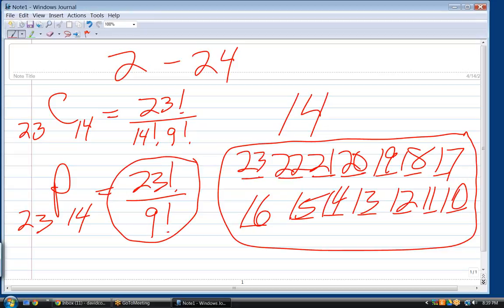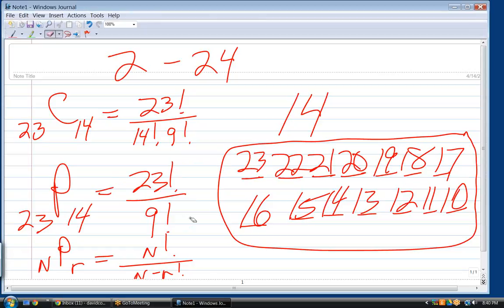Now, that's kind of a lousy way to figure it out, but it verifies for me that it's a permutation problem. And wait, why did you do the 9? Because nPr is n factorial over n minus r factorial. Oh, okay. And this becomes 23 factorial over 9 factorial, which becomes 23 times 22 all the way down to 10. Okay, I see.